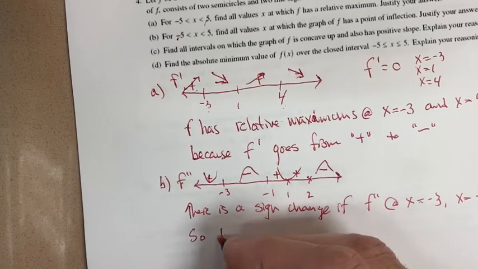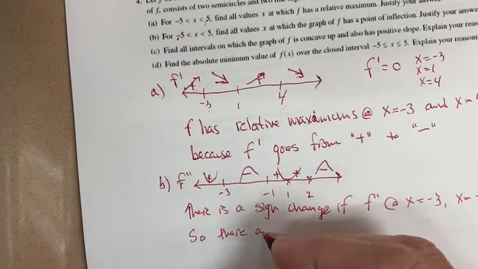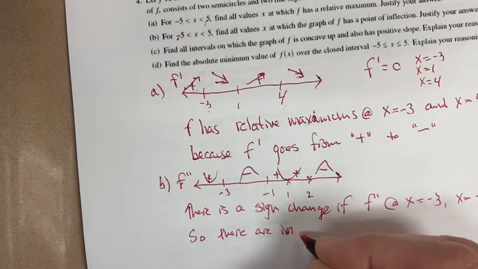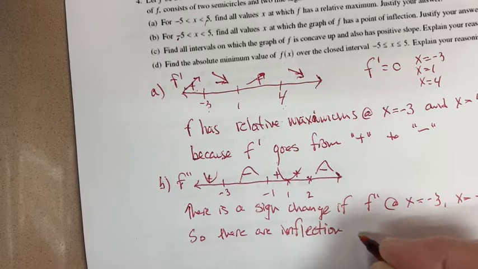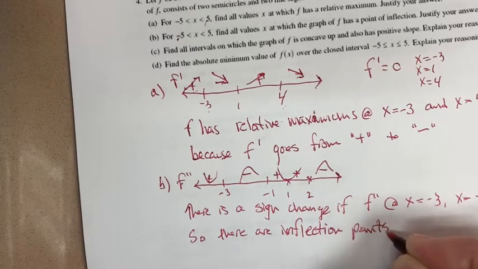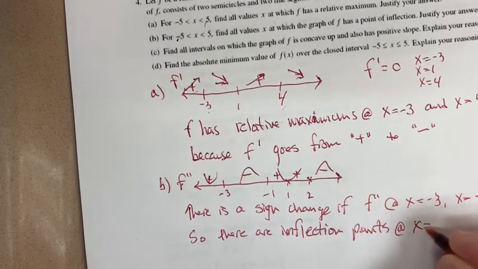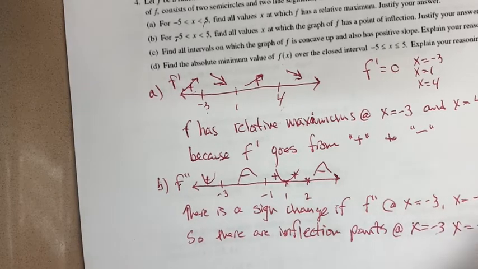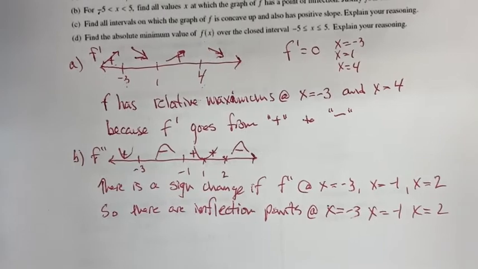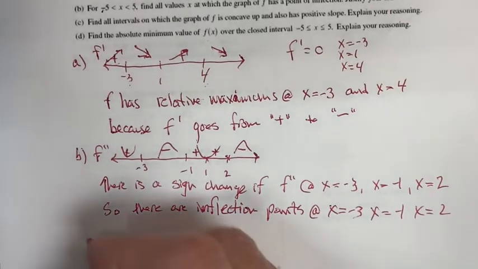So there are inflection points at x equals -3, x equals -1, x equals 2. Probably a better way to say that, but this will get the job done.